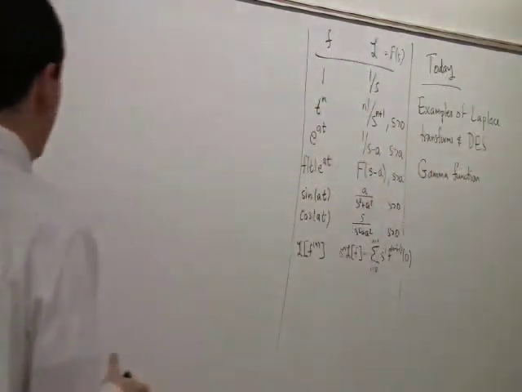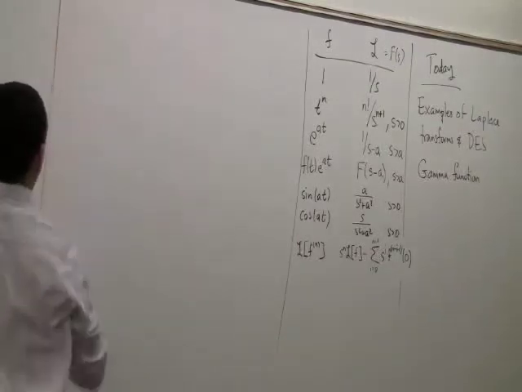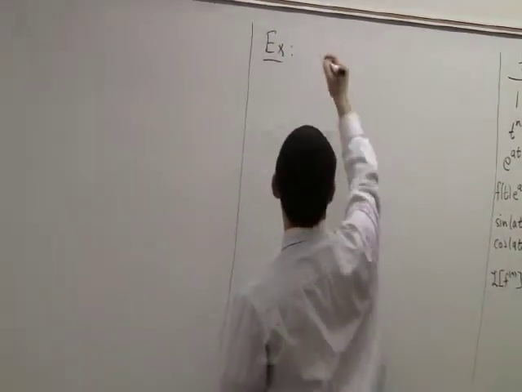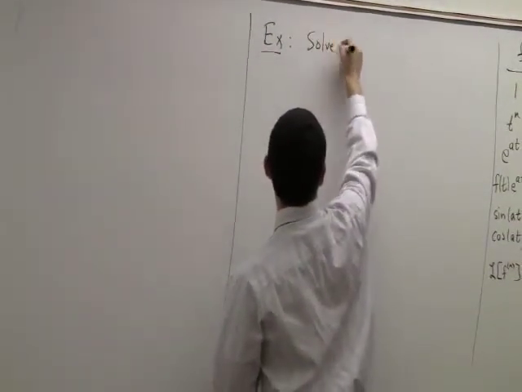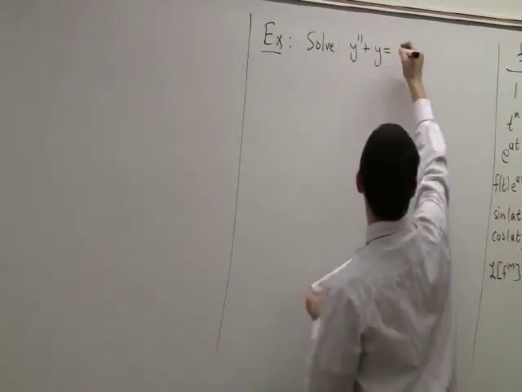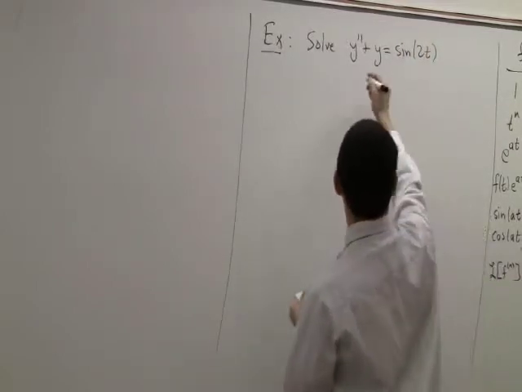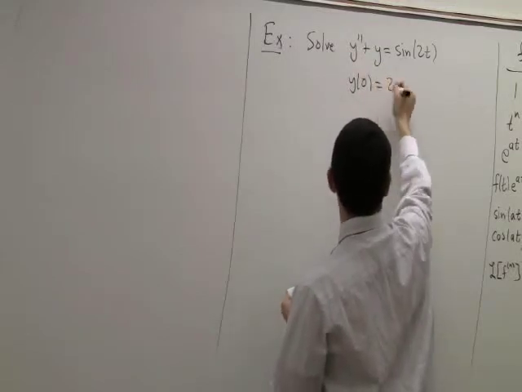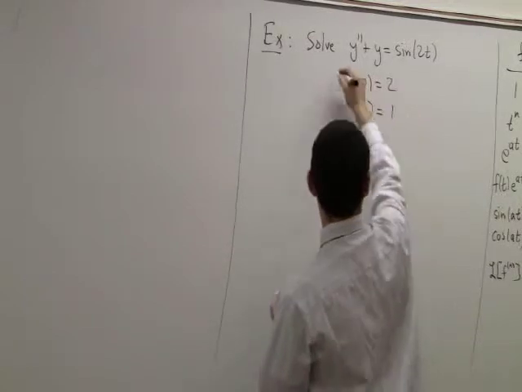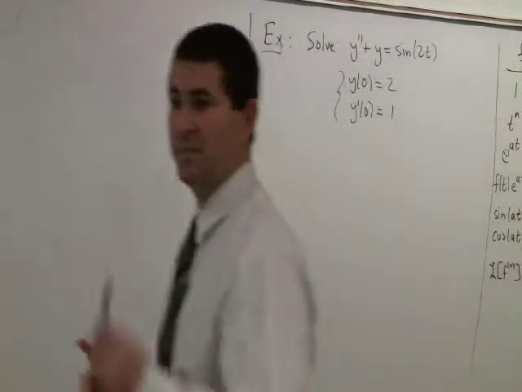So what's an example to start with? Let's try to solve the differential equation y double prime plus y equals sine of 2t. And I'll give you some initial data. y of 0 is 2, and y prime of 0 is 1.